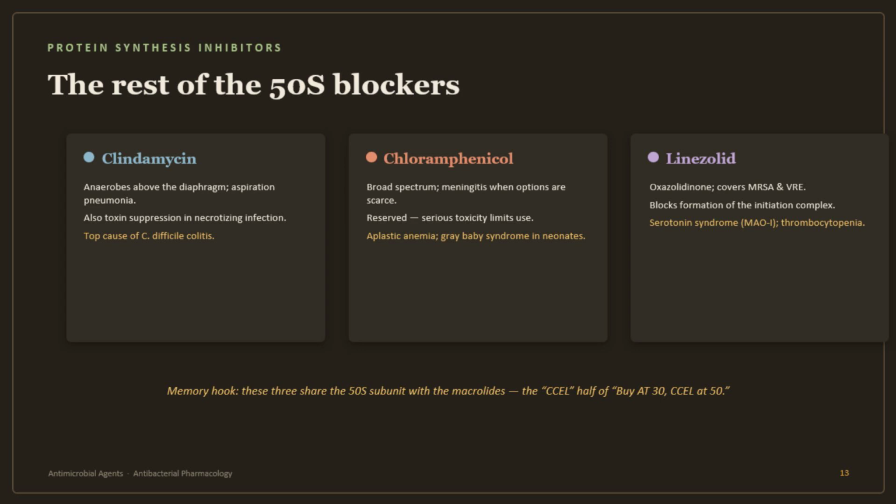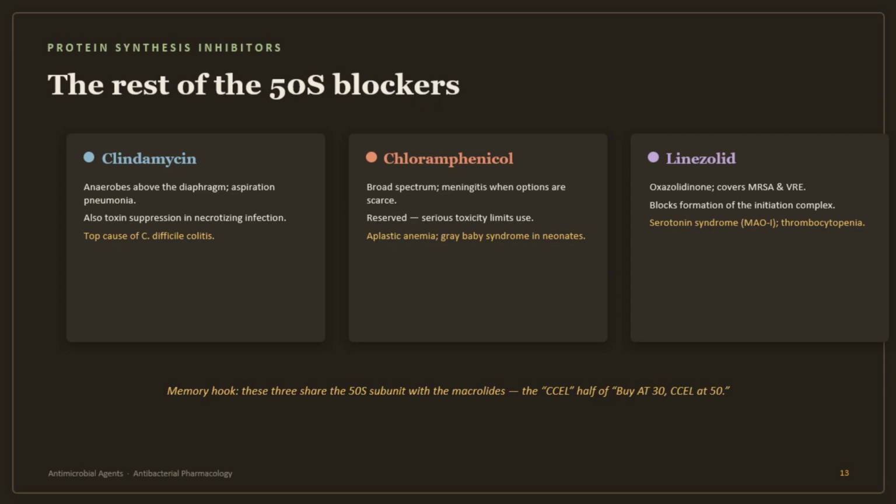The catch: it's a top cause of C. difficile colitis, so respect it. Chloramphenicol is broad spectrum and can be used for meningitis when options are scarce, but it's heavily reserved because of serious toxicity: aplastic anemia, and the dreaded gray baby syndrome in neonates.